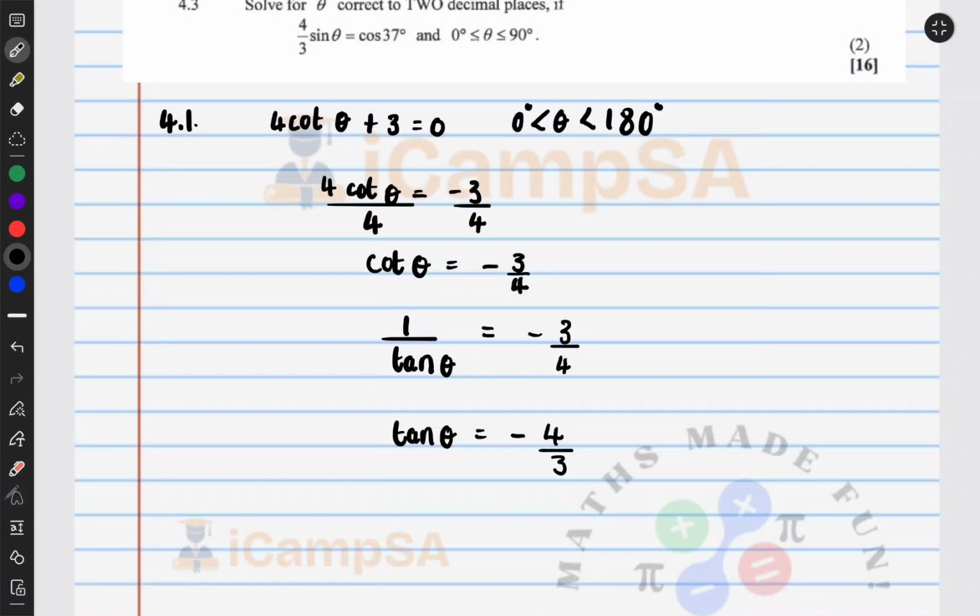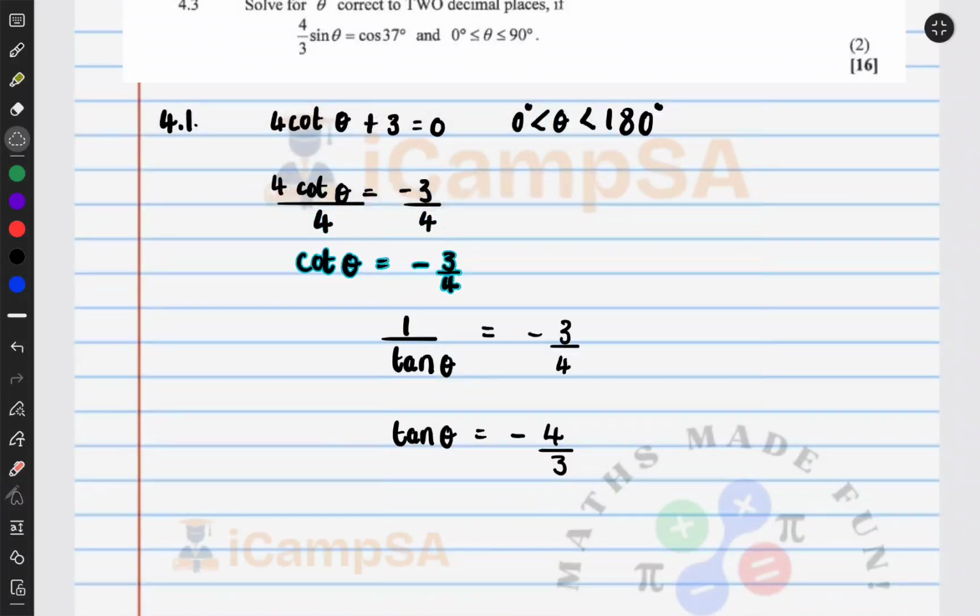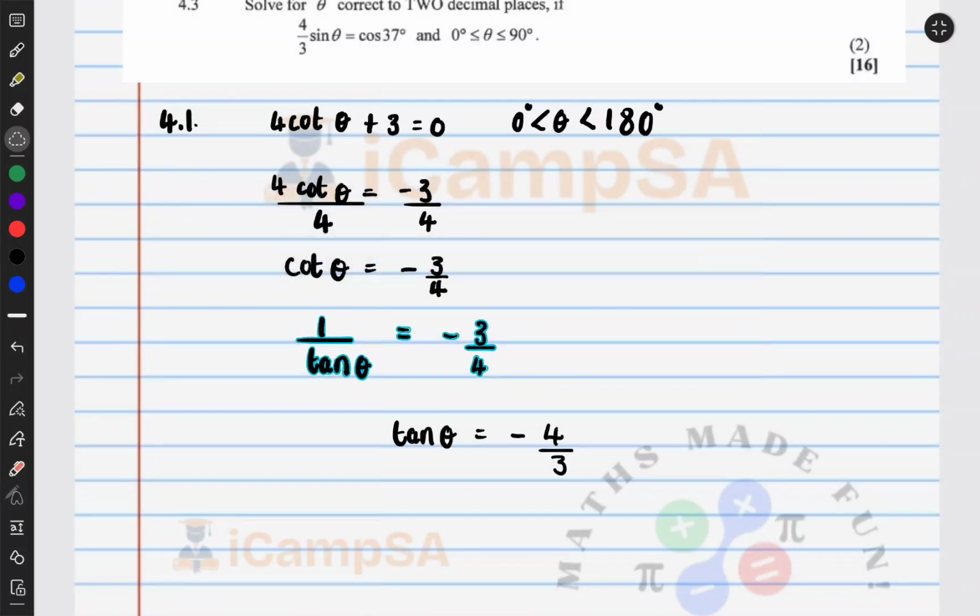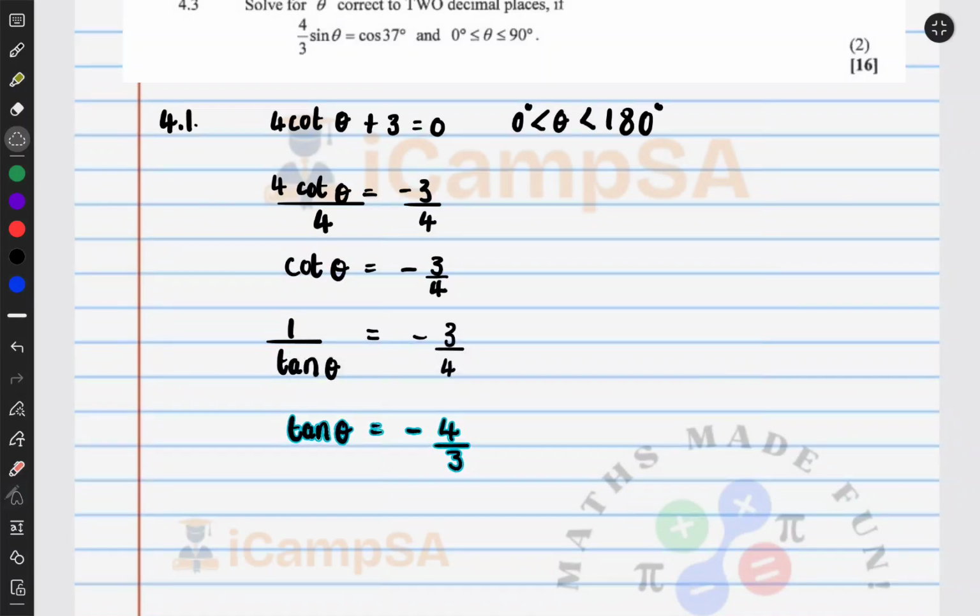Okay, so now once we are here, we can see that we have two conditions essentially. The first condition is that the ratio of tan theta is negative. The second condition is that theta is found between 0 degrees and 180 degrees. Those are the two conditions. Then we can come to the sketching part to see where our terminal arm will be located.